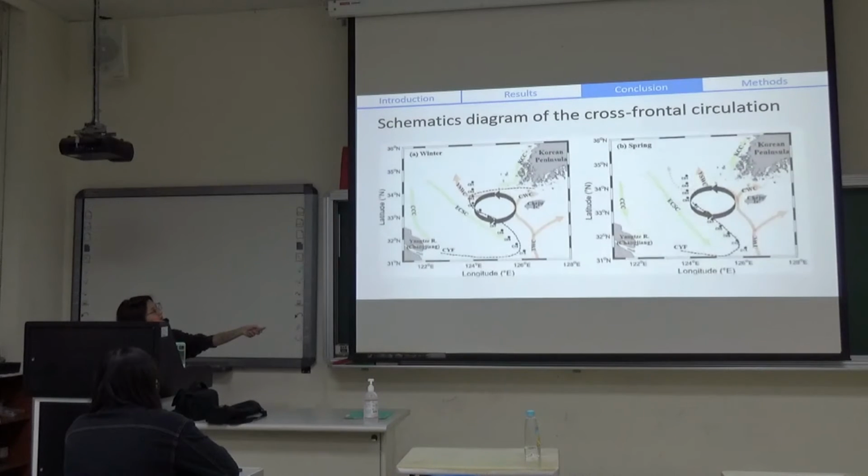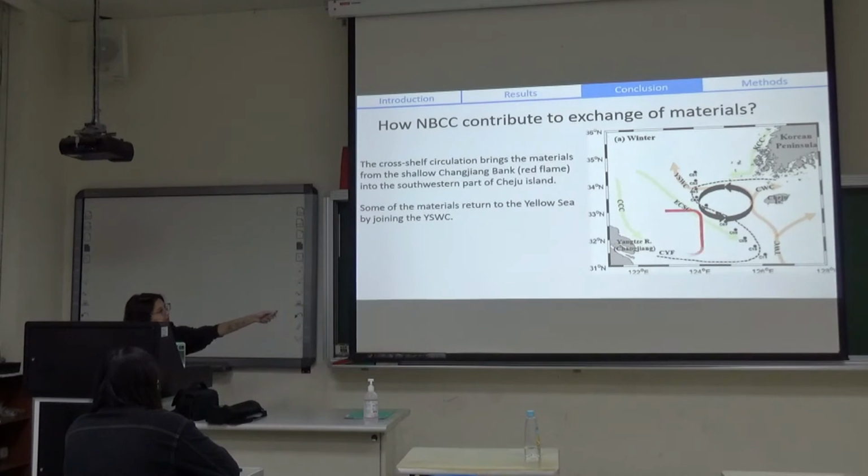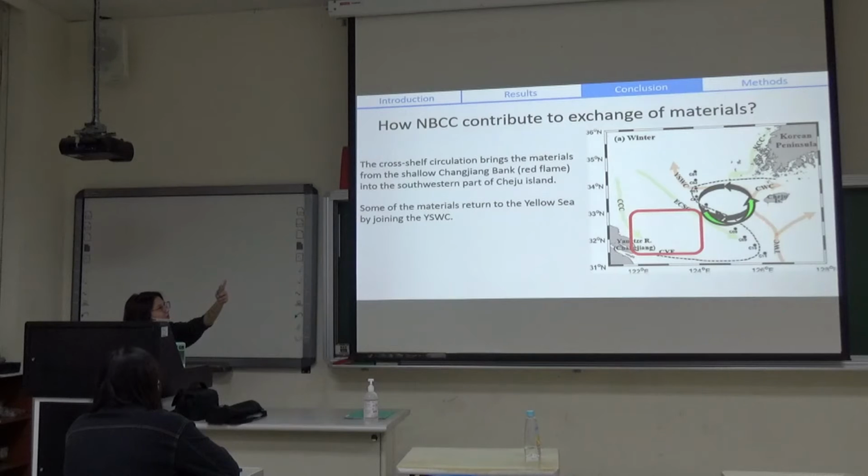This is a schematic diagram of the cross-frontal circulation. As you can see from the previous diagram of temperature and SGC, the near-bottom circulation contributes to the exchange of material, because it brings the materials from the Changjiang Bank northeastward toward the southwestward of Jeju Island, and some of the materials will return to the Yellow Sea by joining the Yellow Sea current.